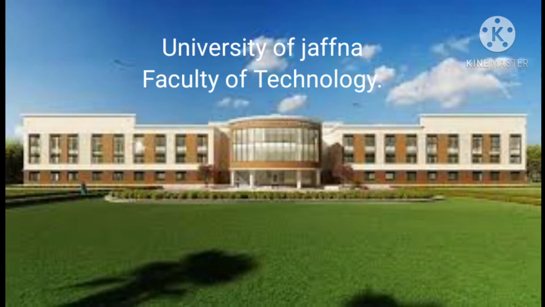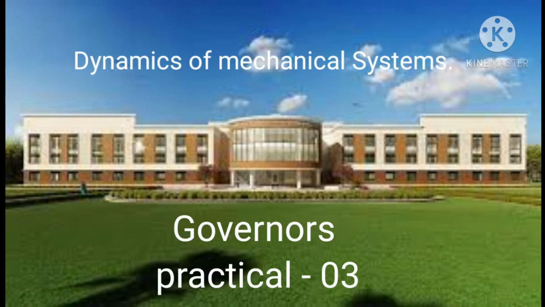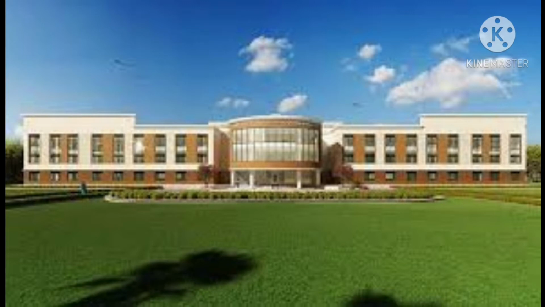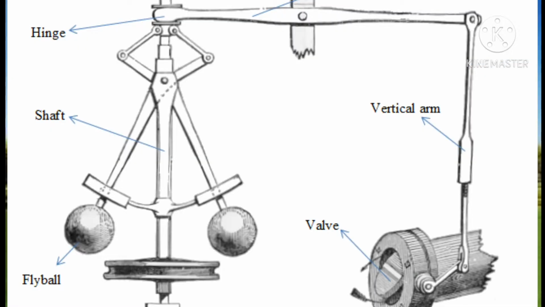Good morning, everyone. This is Dynamics of Mechanical Systems, practical number 3. The practical is on governors. The experimental objective is to determine the relationship between the governor speed and the ball radius, and we have to compare the experimental and theoretical results of the governor, right?